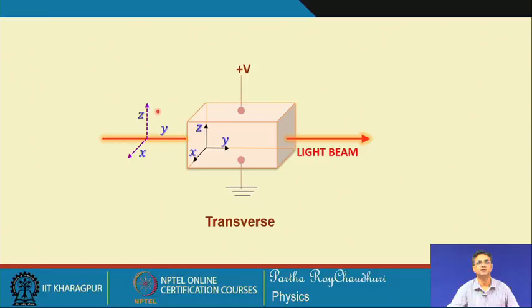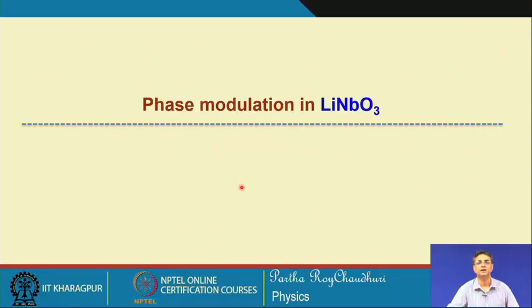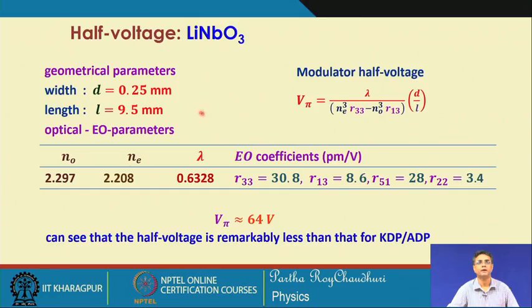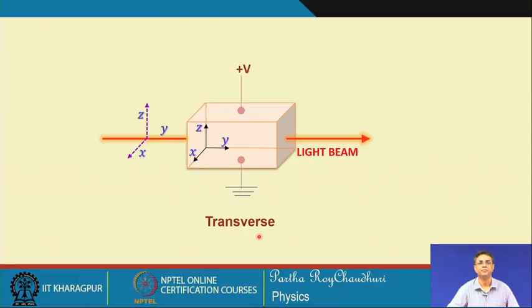So, in this case we have seen that for amplitude modulation the half wave voltage is 64, but for the case of phase modulation it is even less, by some amount, that is approximately 48 volt.